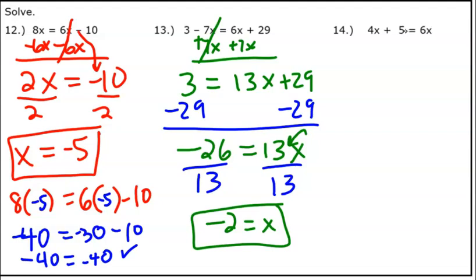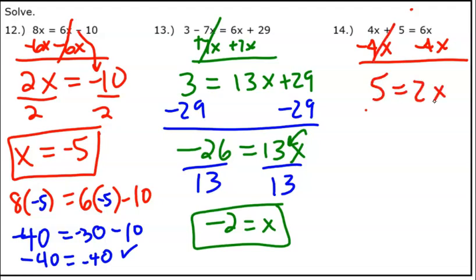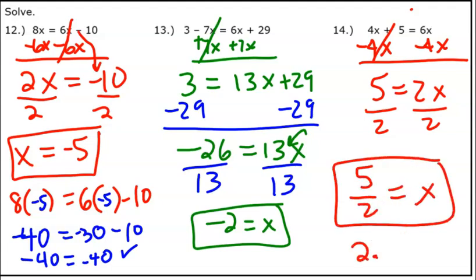For number 14, the left side has more terms, so that's the side I can choose from. And since the right side has variable terms, that means I want to move my variable term. So I'm going to subtract 4x from both sides, leaving me with 5 equals 2x. And when I divide both sides by 2, I can either leave it in fraction form, or I can change it to a decimal if it terminates. That means if the decimal doesn't repeat or go on forever.